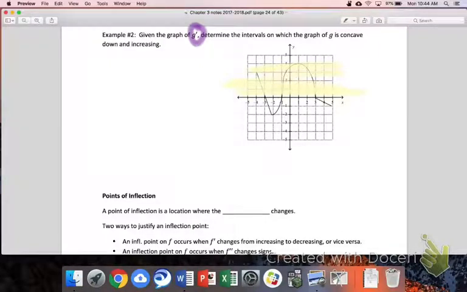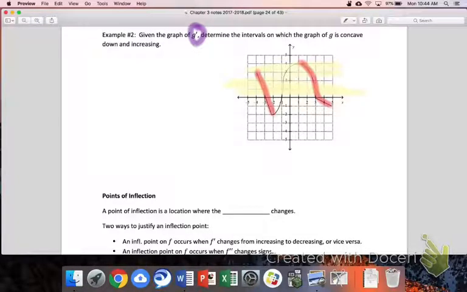But then we're also looking for where g is concave down. And if g is concave down, then g prime is decreasing. There you go. That was another part of the video. Good job. So I'm going to highlight all the places where g prime is decreasing. So that would be here and there.